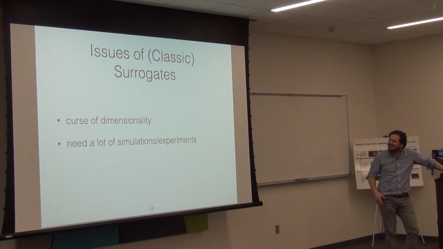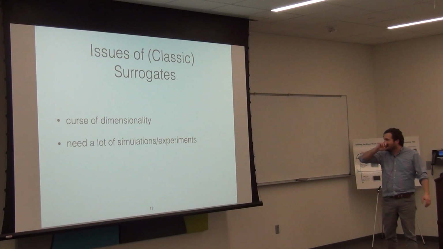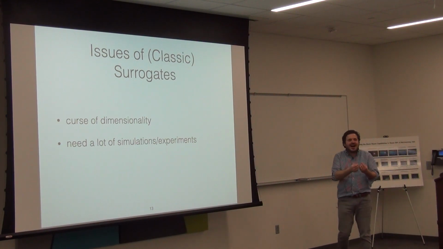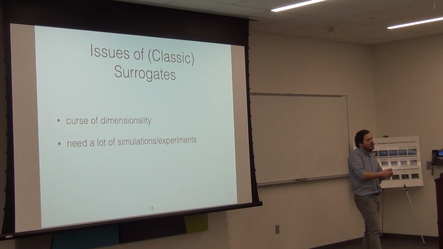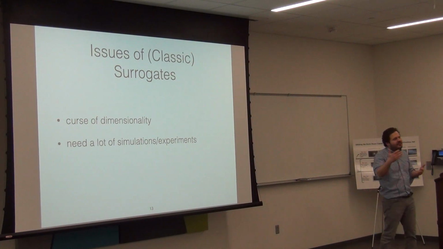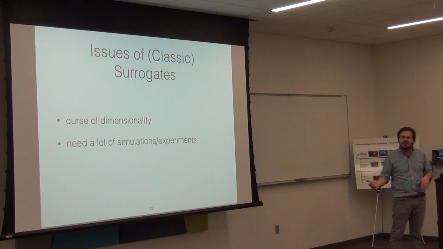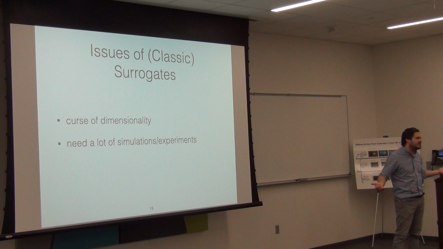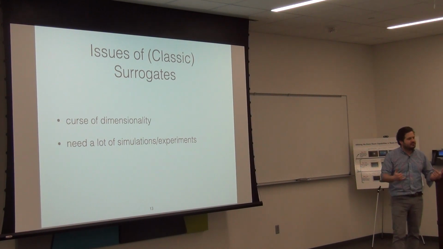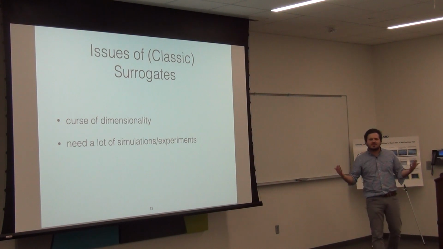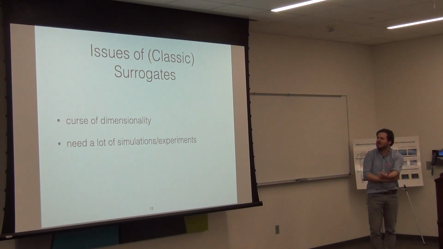The other problem that we have is that we typically need a lot of observations, simulations or experiments to build an accurate surrogate. So if you have 5 or 10 inputs to your model and you can sample your model 10,000 times, fine. You can build a really good surrogate. Perfect. With polynomial chaos, with Gaussian processes, whatever you need. You are going to nail it.